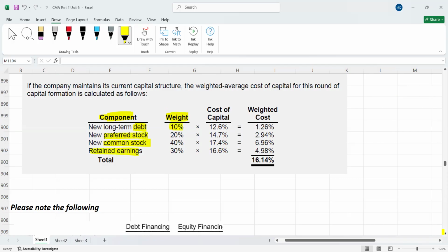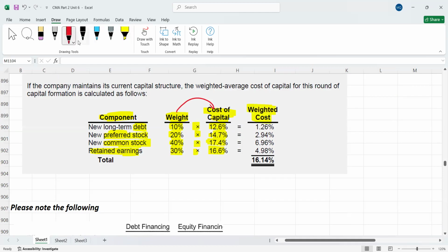Weight is given in the question I just showed you. I have shown you 10%, 20% for preferred stock, 40% for common stock, 30% for retained earning. And then these weights we will multiply with component cost of capital. And do you remember the component cost of capital for the debt? It was 12.6%. For preferred stock, it was 14.7%. For common stock, it was 17.4. And for retained earning, it is 16.6. Just we have worked with this, right? And now we will multiply these two things, weight with the component cost. And this is how you will get weighted average cost of capital.